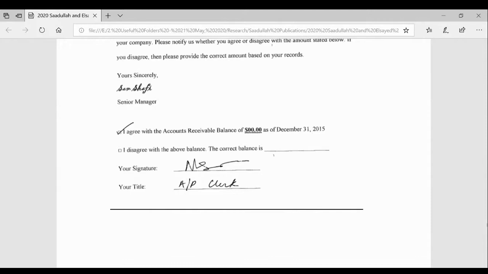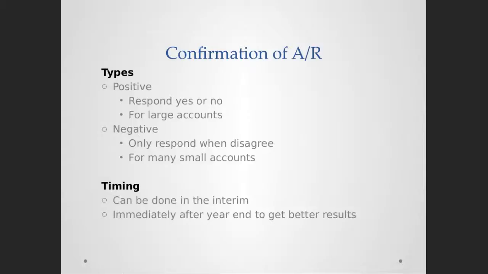Okay, let's come back to our slides. What we have here is there are two types of confirmations, positive and negative. The one that you looked at was a positive confirmation where we asked the client's customer to respond yes or no. If they agree, respond. If they don't agree, also respond, right? And we do that for large accounts.